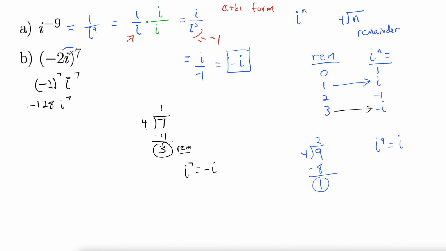So then this negative 128 i to the 7th becomes negative 128 times negative i. A negative times a negative is a positive, so all of this evaluates to positive 128 i. There's our answer to that one.